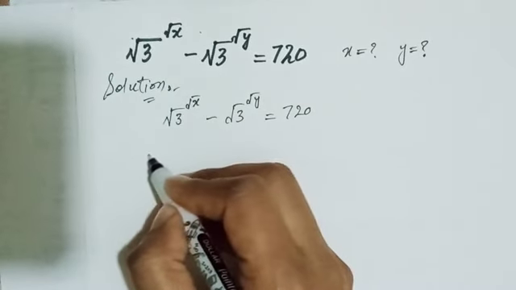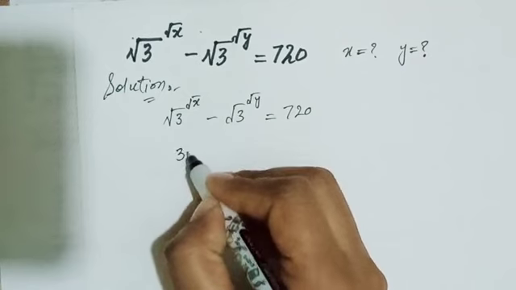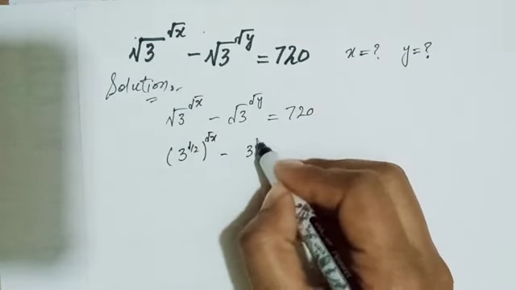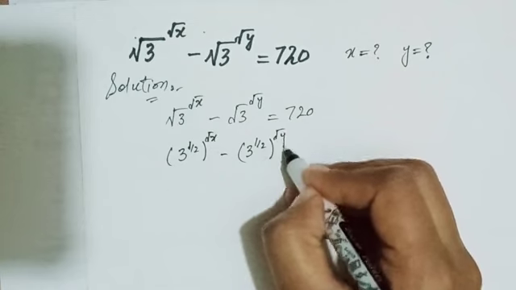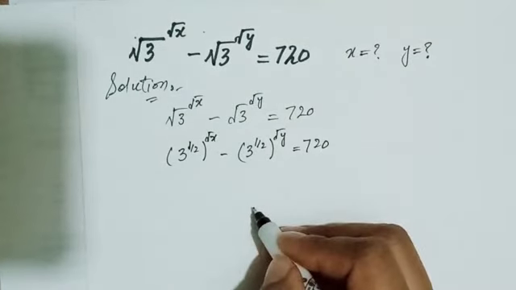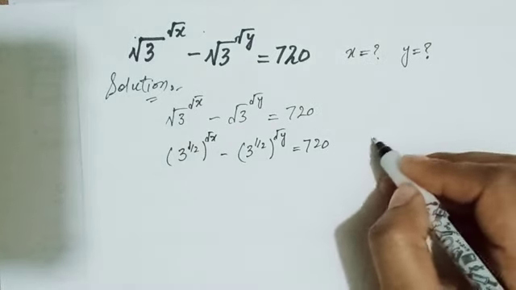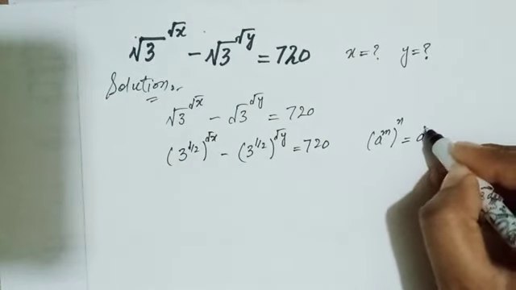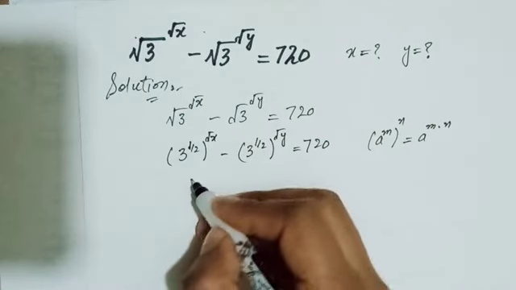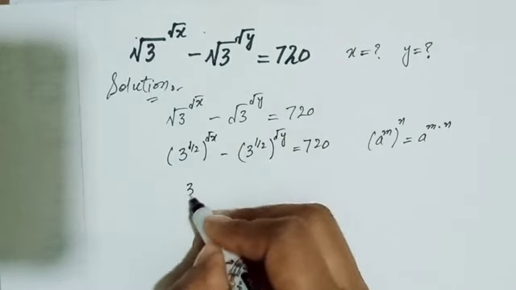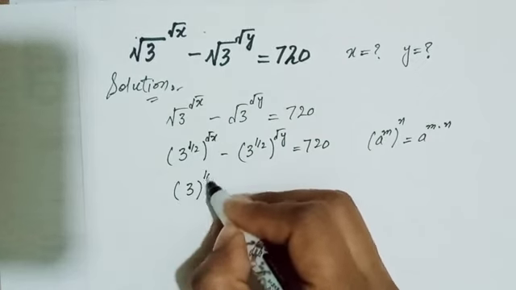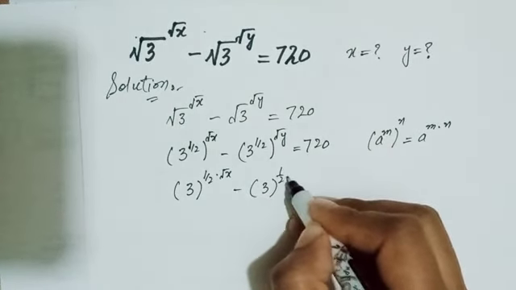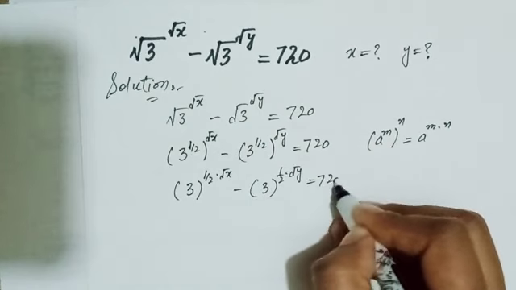So let's write this as 3 to the power 1 by 2 to the square root x minus 3 to the power 1 by 2 to the square root y, which is equal to 720. Now further I can use the rule, that is (a to the power m) to the power n can be written as a to the power m times n. So I can write this as 3 to the power 1 by 2 and square root x minus 3 to the power 1 by 2 square root y, which is equal to 720.